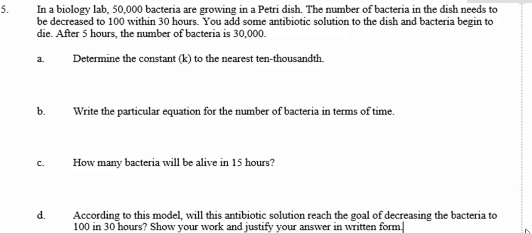In a biology lab, 50,000 bacteria are growing in a petri dish. The number of bacteria in the dish needs to be decreased to 100 within 30 hours. You add some antibiotic solution to the dish and the bacteria begin to die. After 5 hours, the number of bacteria is 30,000. Determine the constant K to the nearest 10,000.